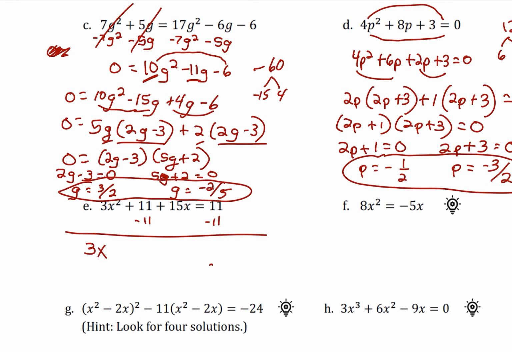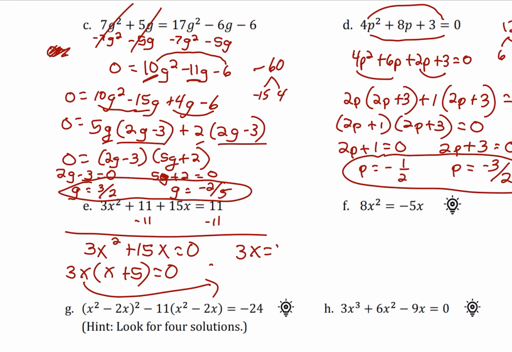Then we get 3x squared plus 15x equals 0. Based on our factoring skills, we're going to take out a GCF, which in this case is 3x, and we're left with x plus 5, because we always want to factor here. Now we have two different equations. The first is 3x equals 0, which leads us to x equals 0. That's one of our answers. The other is x plus 5 equals 0, which leads us to x equals negative 5. Those are our two answers for problem E.